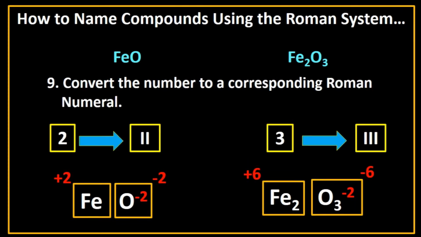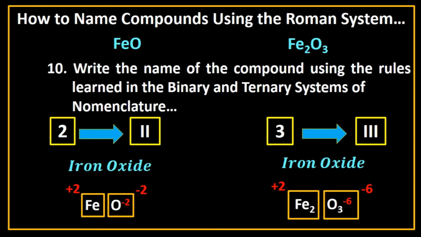Now you want to convert the number to a corresponding Roman numeral. In the case of 2, it's capital II, that's the Roman numeral 2. And for 3, the Roman numeral will be capital III. Then you want to write the name of the compound using the rules learned in the binary and ternary systems of nomenclature. So for each case, it's going to be iron oxide: the name of the positive component, then the name of the negative component. This time it's a single element, so it's going to be -ide.